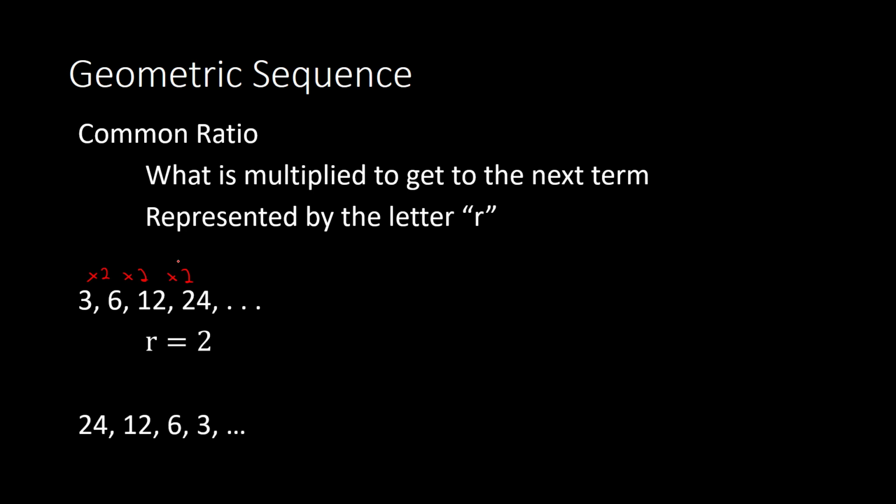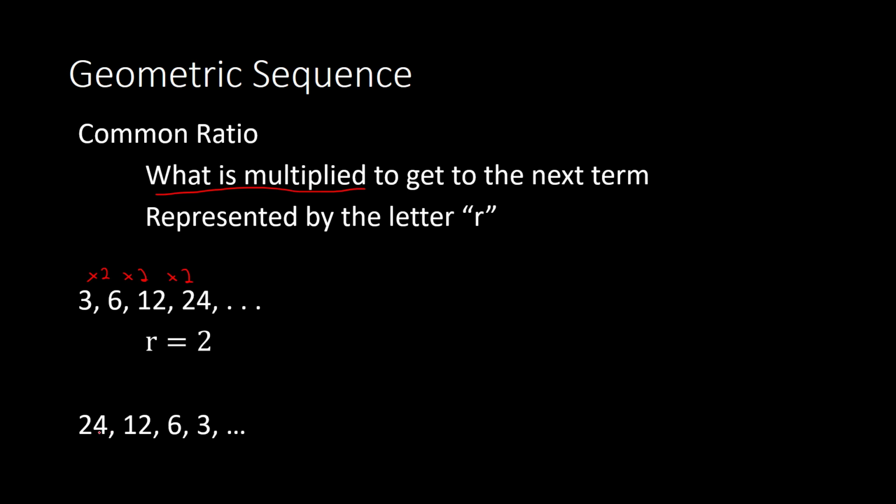If it's going the other way, say we had 24, 12, 6, 3, etc., we can see the pattern is dividing by 2, but the ratio can't be 2 again because they're two different sequences. The first one is multiplying by 2, the second one is dividing by 2. So go back to the definition of common ratio. The definition is what is multiplied to get to the next term.